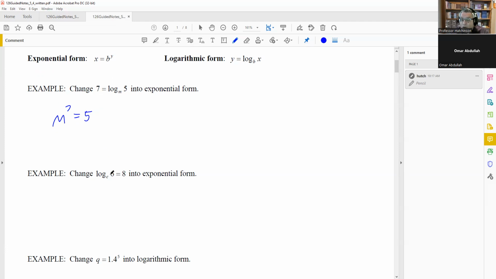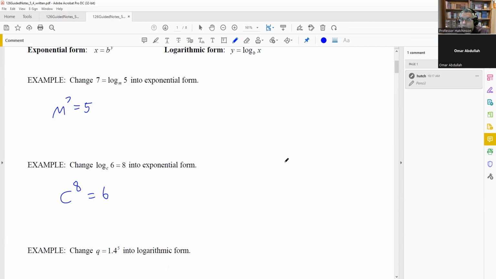Next, this one here, we're going to take the base raised to the number after the equal sign. So c to the 8 is going to equal 6. The base raised to the number after the equal sign equals whatever you have left over. And that's, again, all you have to do for that one.